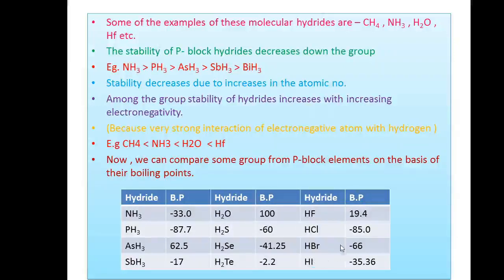See all of these. The hydride of oxygen is water. HF boiling point is 19.4. H2S is minus 60, H2Se minus 41.25, H2Te boiling point is minus 2.2. HF 19.4, HCl is minus 85, HBr is minus 56, HI is minus 35.33.